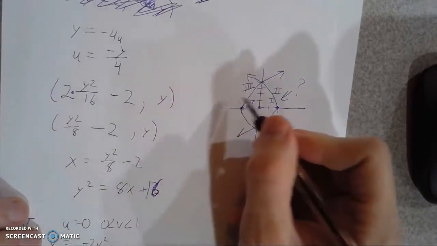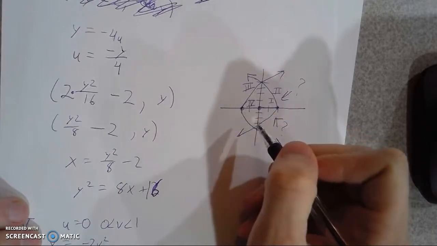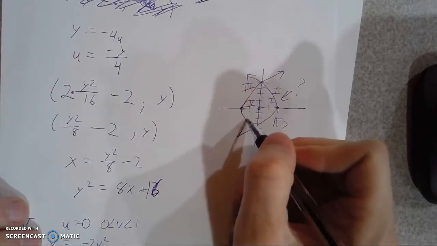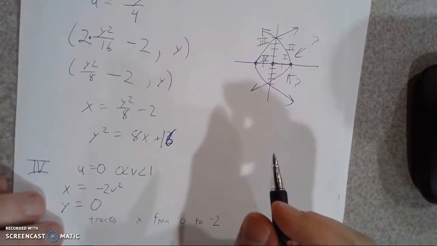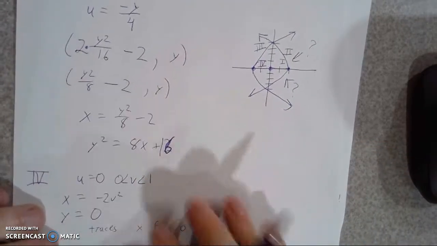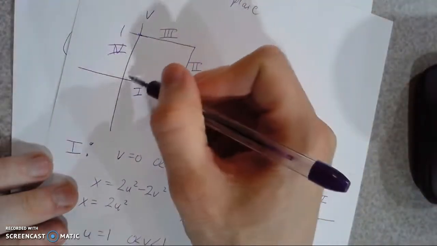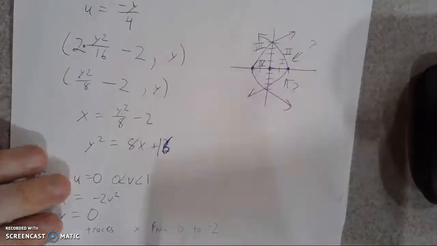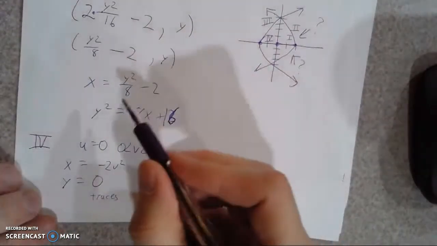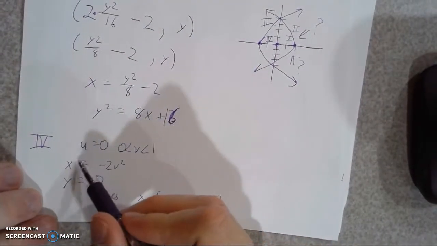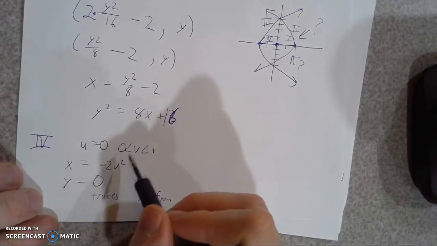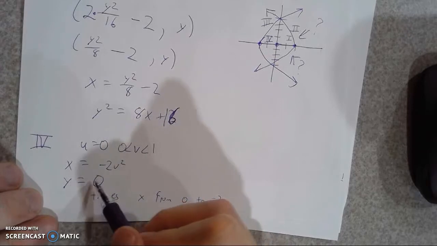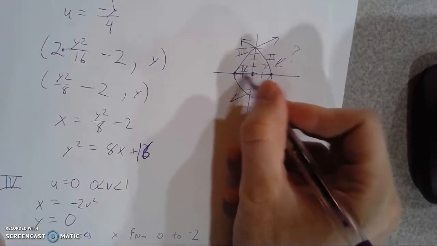This one for boundary 3 is over here and opening to the right, goes through the same points at the top and the bottom. It's just mirrored over here. The last edge that we have is u is 0 and v goes 0 to 1. You can see that edge here. U is always 0, v goes 0 to 1. If you work that one out, this is similar to the first one. X is minus 2v squared, so that's going to run 0 to negative 2. Y is always 0, so this is this line segment right here.